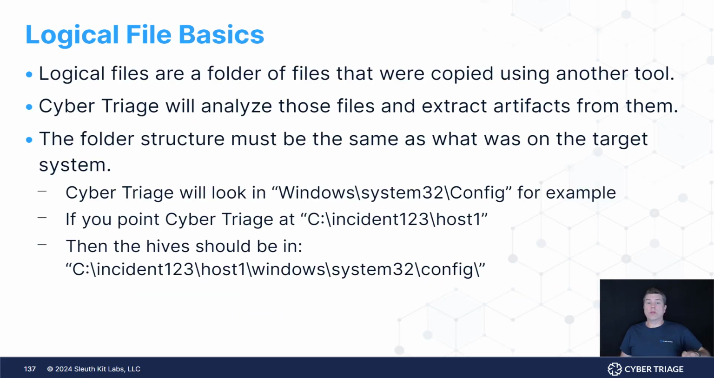So the key requirement here is that the folder structure that you've unpacked must be consistent with what you would find on a normal Windows system drive. So if, for example, you have your incident host 1 as the root folder of that file system copy, then we would expect to see a Windows System32 config directory within that directory that you've pointed Cyber Triage to. And we'll have a look at that in the demo and see what happens when you try and point it to a location where those files don't exist.